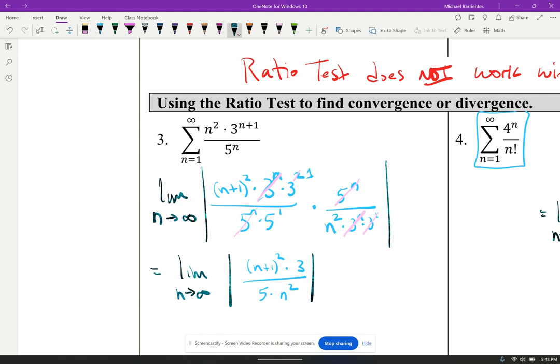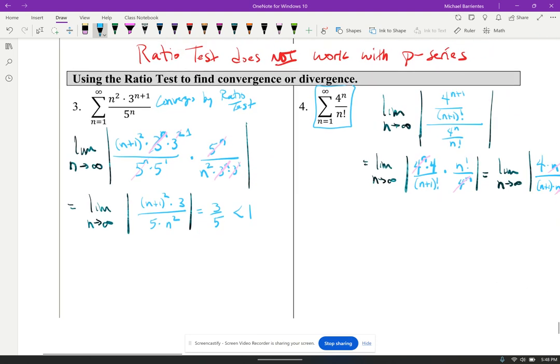Well, the numerator is growing, the denominator is growing, but because the biggest power on the top is n squared and the biggest power on the bottom is n squared, they're growing at the same rate. So therefore, this limit is just 3/5. And 3/5 is less than 1. So therefore, this series converges by the ratio test. We took the limit of the n plus 1th term divided by the nth term. We simplified as much as we could, and we got an answer that is less than 1, so it converges. That's how the ratio test works.